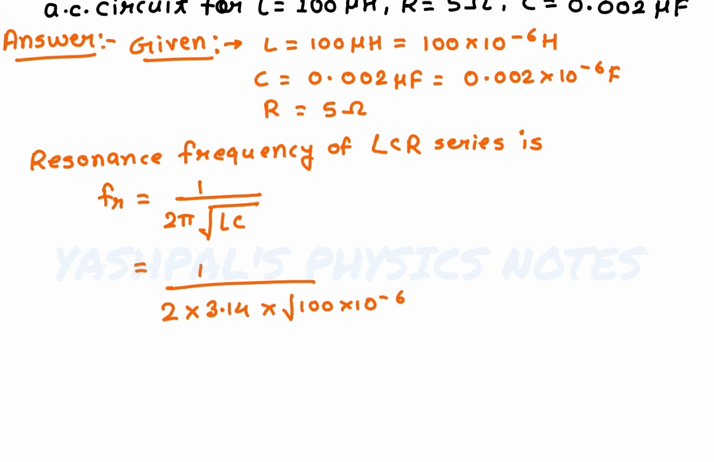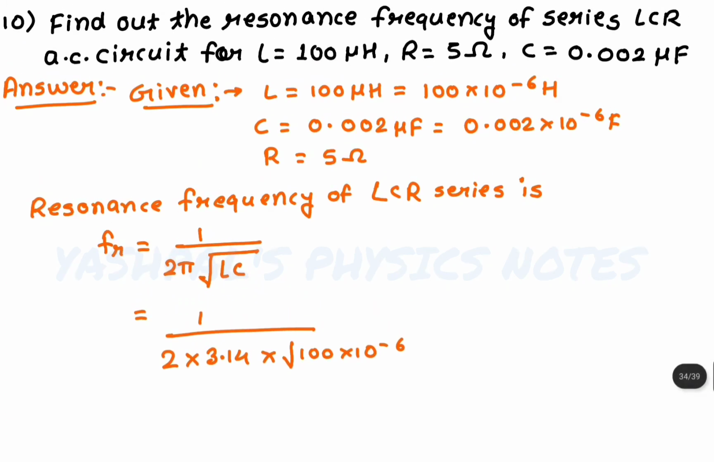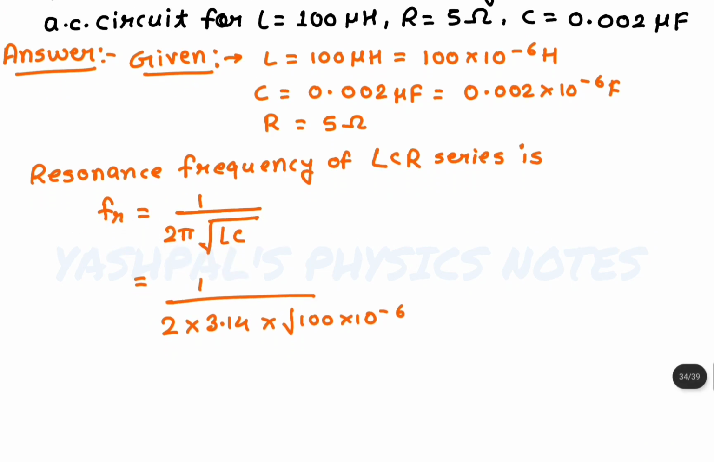Many times what happens is that when students read the question, 100 microhenry, they only write the value of inductance as 100. That's not correct. You have been given the value in microhenry. You have to first convert it to Henry. That is the standard format. So remember these small mistakes. Then the value of capacitance. Here also it is given in microfarad, so we have converted it into farad, that is the standard value.